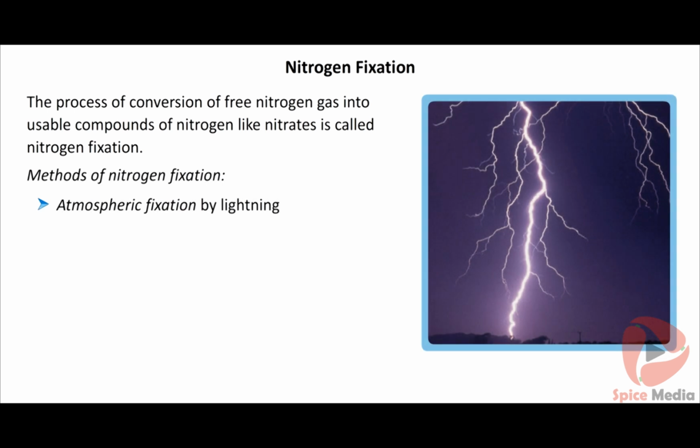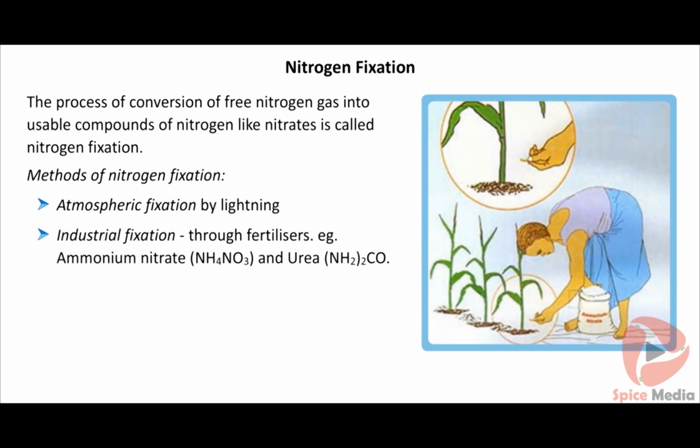Atmospheric fixation. During lightning, the atmospheric nitrogen and oxygen combine to form nitric oxides. The oxides get dissolved in rainwater and enter soil, where it combines with other salts to form nitrates. Industrial fixation. Nitrogen is processed into usable compounds such as ammonium nitrate and urea. These compounds are given to plants in the form of chemical fertilizers.